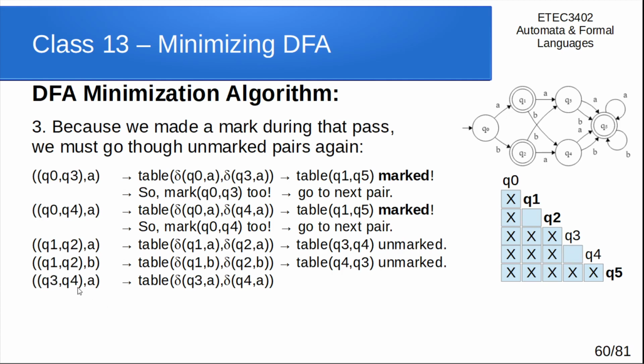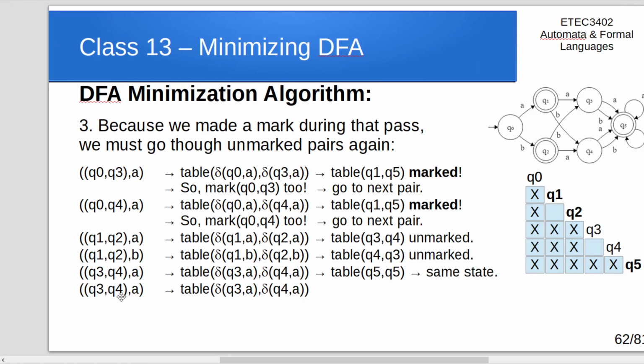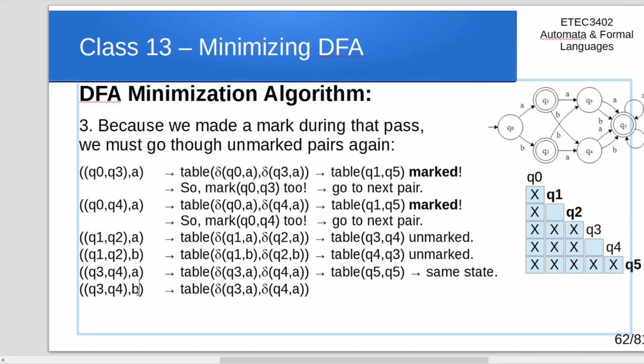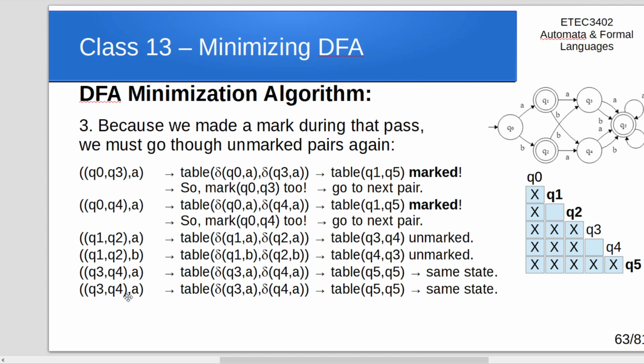Q3, Q4 on an A. So now we're on this one. So 3, 4 on an A, they both go to 5. That's the same state, so we move on. And then 3, 4 on, actually this should be a B on this step. Let me fix that real quick. 3, 4 on a B. So 3, 4 on a B goes to 5, 5 again. And I got to fix this one too.